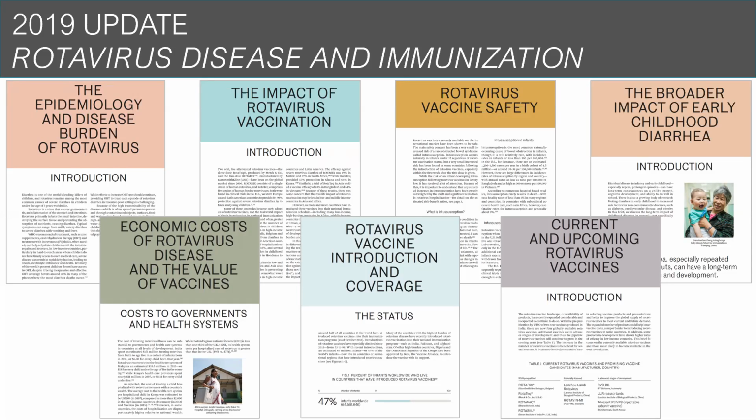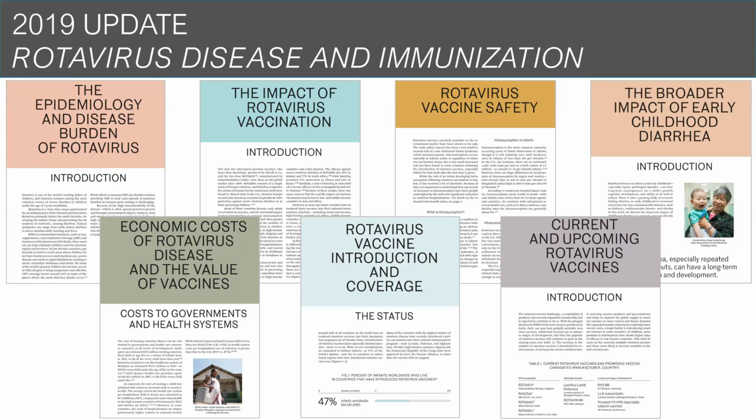We highlight introduction and coverage status, which is a very dynamic topic, but really critical to understand why we need to accelerate. And then we also have a brief that spotlights all of the currently available vaccines, both those that are WHO pre-qualified and globally available, as well as those that are domestic or nationally licensed, and then a couple of the up-and-coming products that are expected in the next couple of years. And then our bonus brief is a little bit different. So this is taking a step back from rotavirus and looking broadly at the impact of early childhood diarrhea.